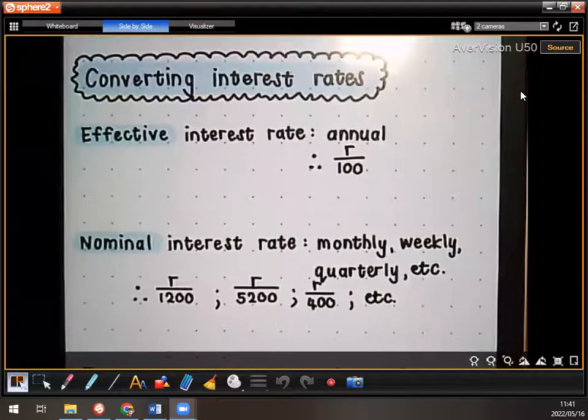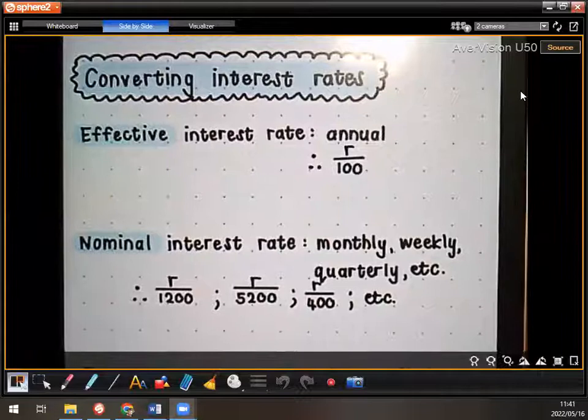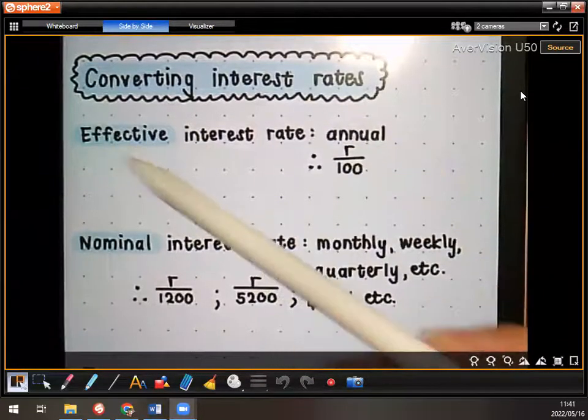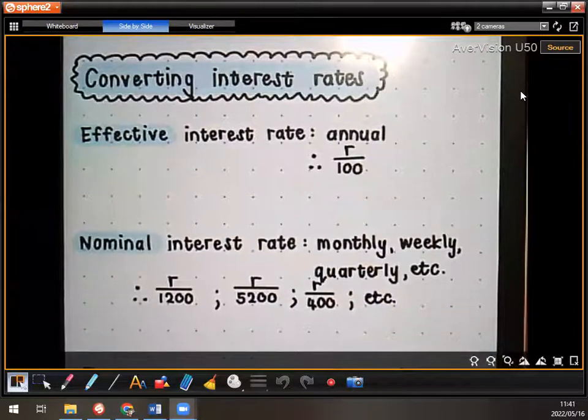Guys, you need to be able to recognize those words. You'll see when we're doing examples how they will use the terminology. An effective interest rate is always an annual interest rate. Remember that annual means yearly, so once a year. If they say you have an effective interest rate of 12%, you're going to write that as 12 over 100. They might leave out the word annual, they might just say effective interest rate of 12%. You need to recognize that effective is always annual, so it's just over 100.